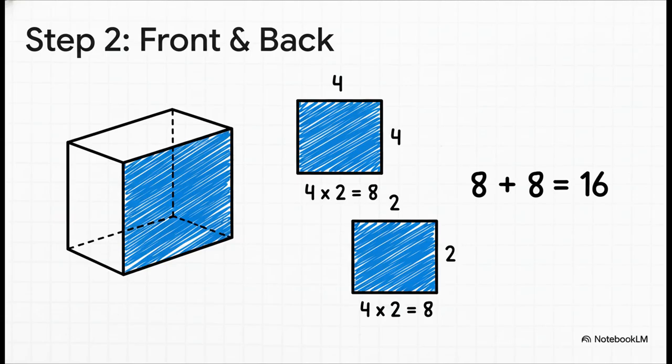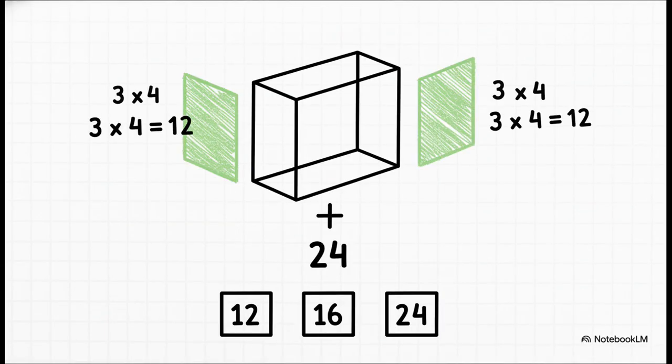Great. Next, let's do the front and back. Those dimensions are the width, which is 3, and the height, which is 2. So 3 times 2 is 6. And again, there's 2 of them, a front and a back, so that's a total of 12 for that pair. And last but not least, the left and right sides. Those dimensions are the length, which is 4, and the height, which is 2. So 4 times 2 is 8. We've got 2 of those sides, so that gives us a total of 16.